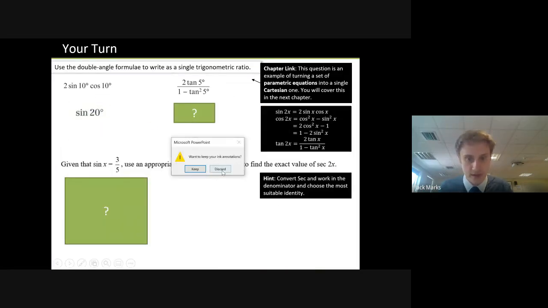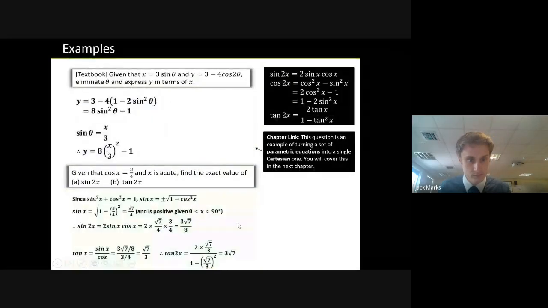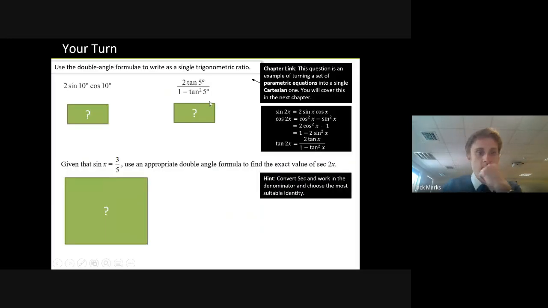Let's just show you a neater version of that. Okay, so that's the one that we did there together. You find out what tan of x is for part B, and then you use that with this one here. A couple quick examples. Pause the video and have a go at those ones there on the screen.